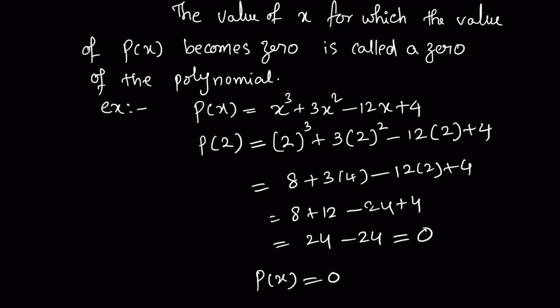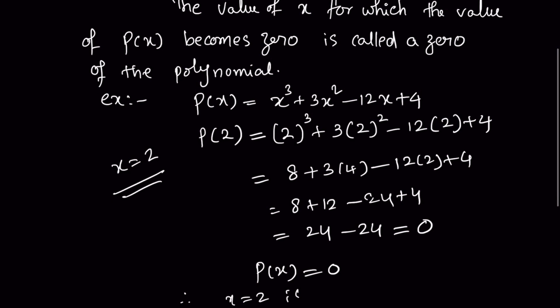Polynomial value becomes 0 when you substitute x is 2 in this. So we can call x is equal to 2 a zero. Therefore, x is equal to 2 is a zero of the polynomial.